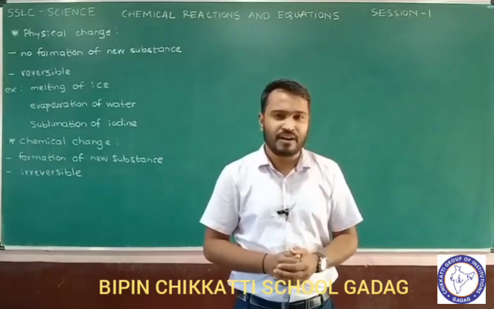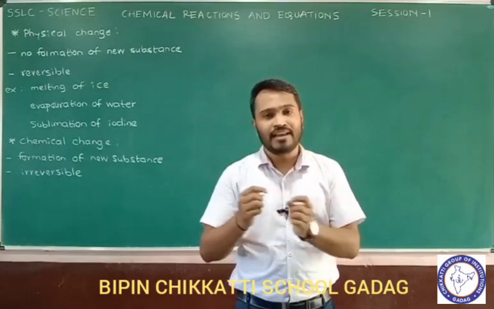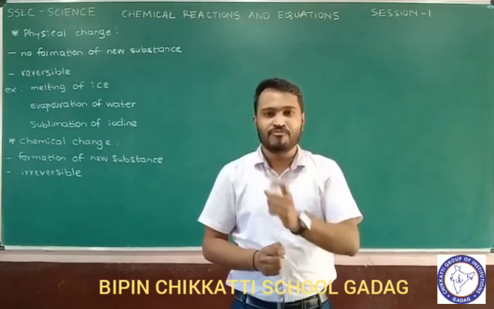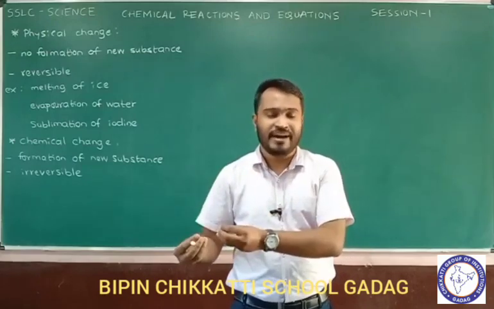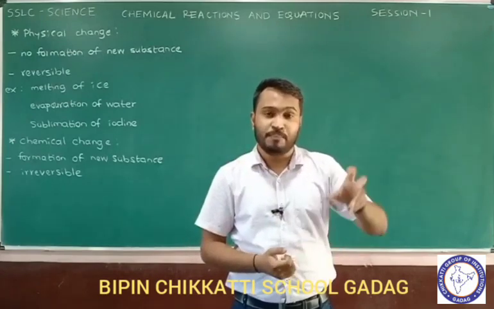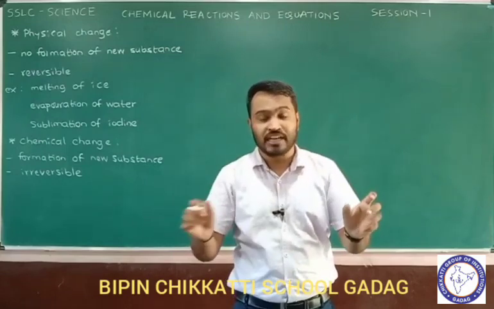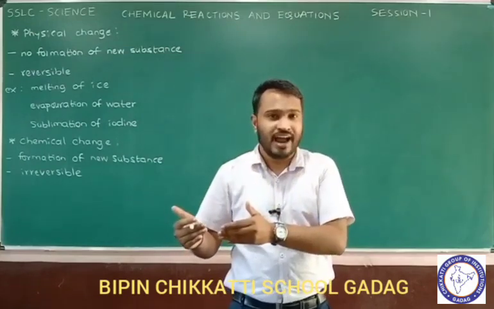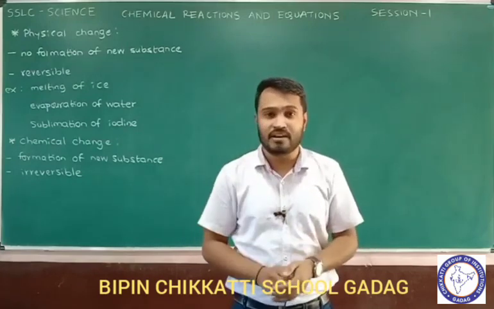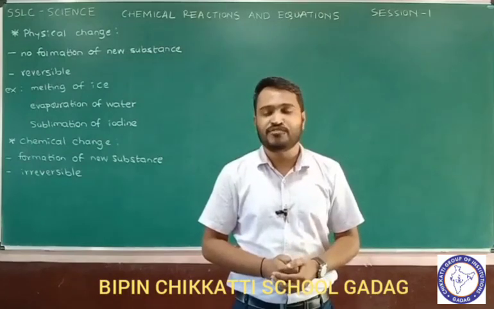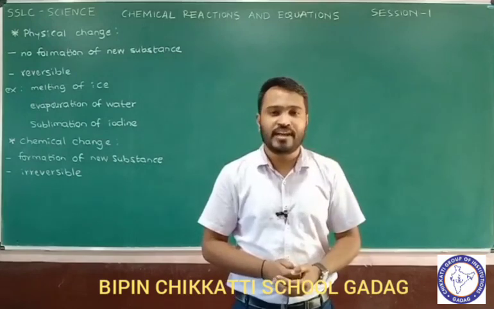We'll see the example and you will come to know. One very simple example I am going to consider: curdling of milk. What happens actually here? Milk is going to be converted into curd by the action of some bacteria. So milk is one substance and curd is another substance. There is a formation of new substances here, and you cannot get back the milk from the curd, isn't it? So that process is irreversible. So a change in which there is a formation of new substances and that is irreversible, that kind of change we call chemical change.